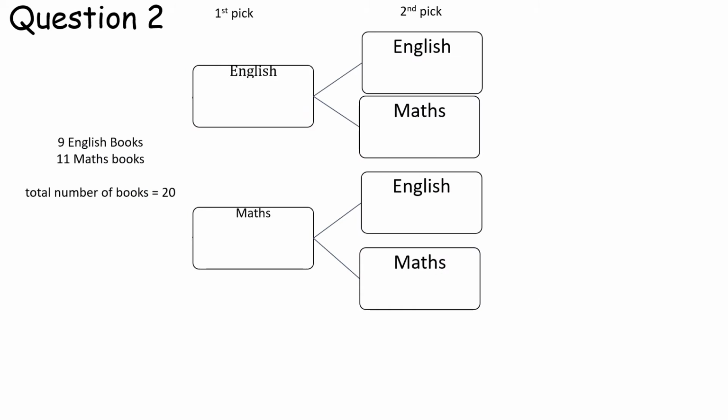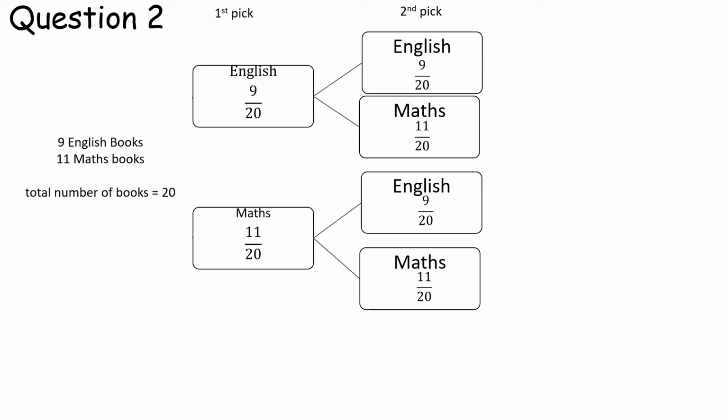Question 2. We have 9 English and 11 maths books, so 20 books in total. The probability of picking an English book the first time is 9 out of 20, and if we picked a maths book the first time, the probability will be 11 out of 20. As the book picked first was put back on the bookshelf, we still have a total of 20 books to pick from. We still have 9 English books and 11 maths books, independent of whether a maths or English book was picked the first time.